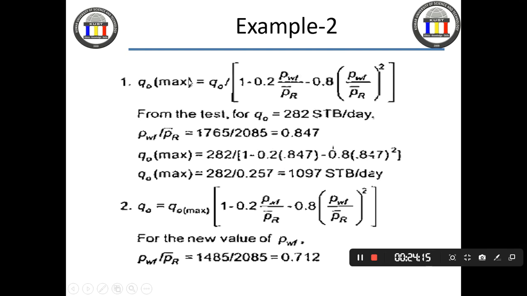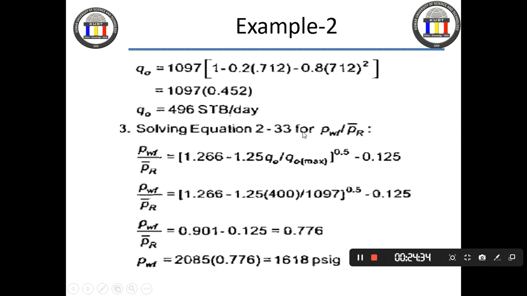First, as I said, we have to calculate the Qmax using this equation as we showed before. Once you have the Qmax, it is calculated as 1997 stock tank barrels per day. Then you calculate the flow rate at different PWF. You change the PWF and you find out the flow rates in this case.